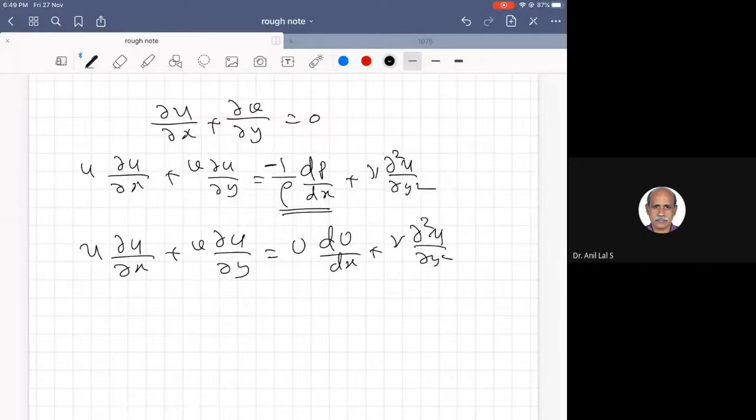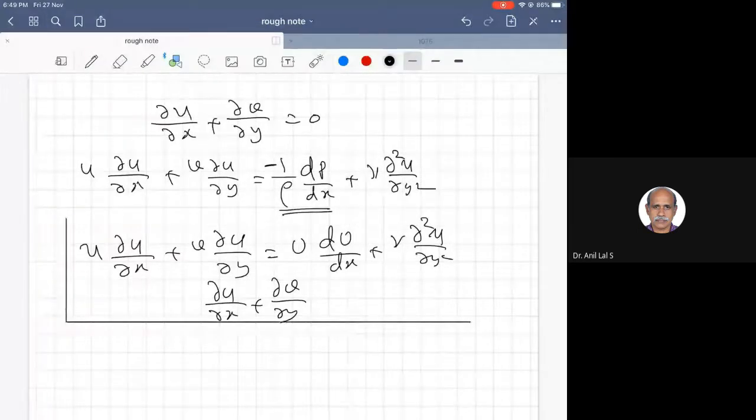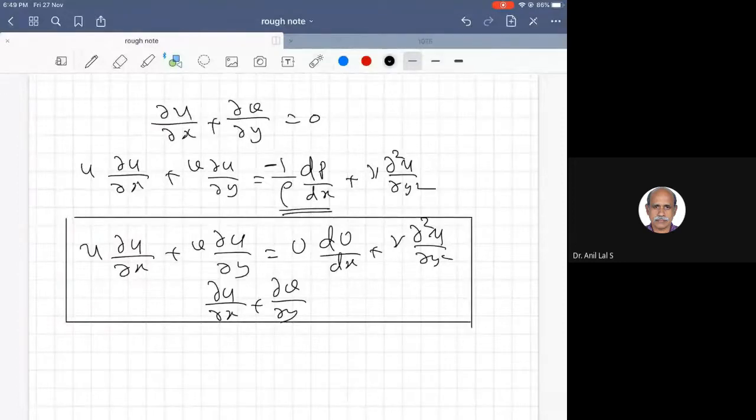And this continuity equation, dou u by dou x plus dou v by dou y, forms two equations for u and v. U and v are the unknowns. We can find out u and v by solving these two equations, wherein capital U forms an input. Capital U is the potential flow velocity, which will be used as an input.